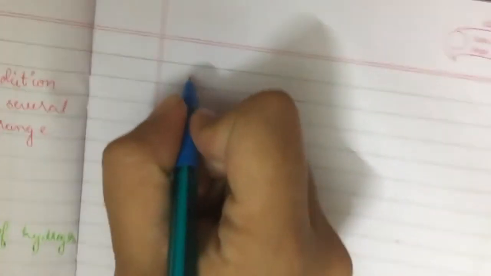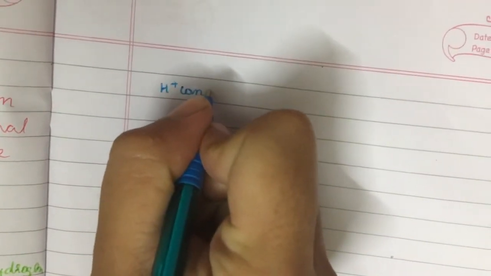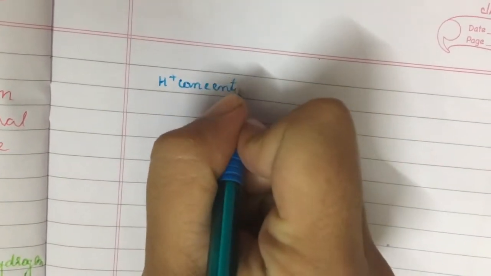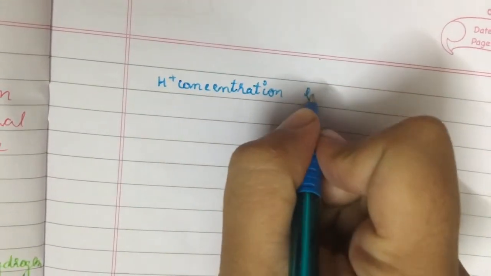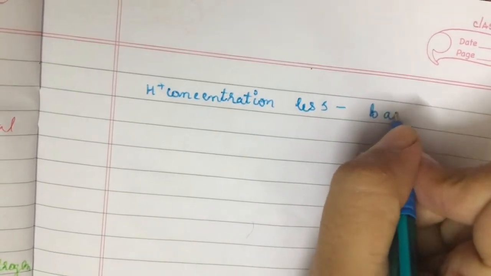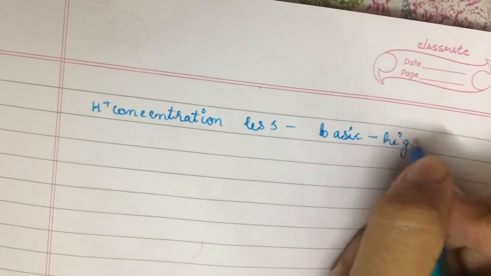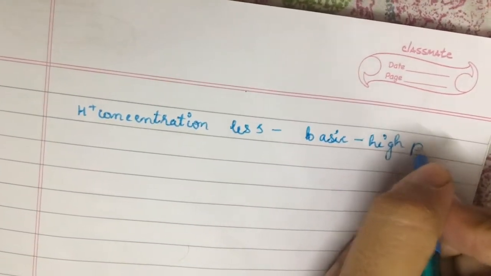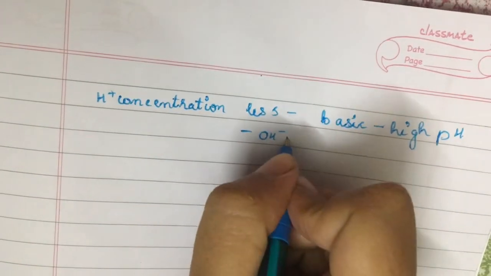And next is the H plus ion concentration. I think you can say by yourself, if the H plus ion concentration is less, it means the solution will be basic. And for the bases, you know that the pH is high, high means more than 7, and the OH minus ion concentration will be more.